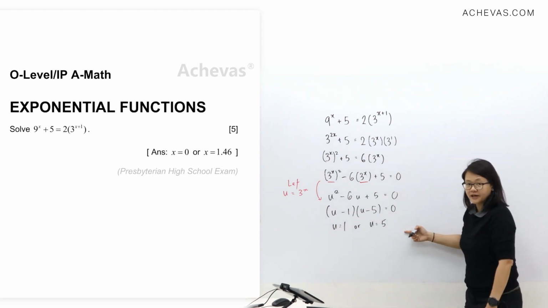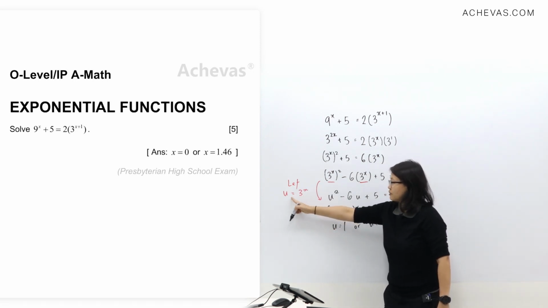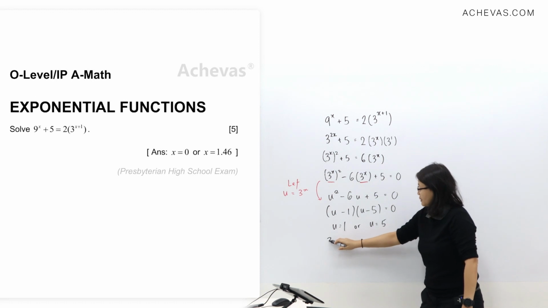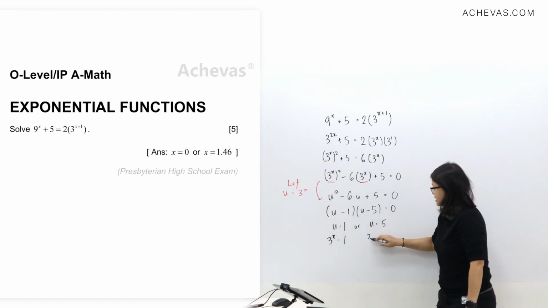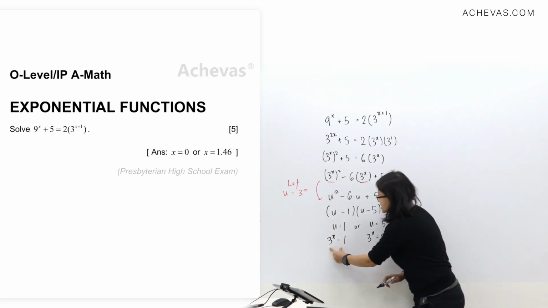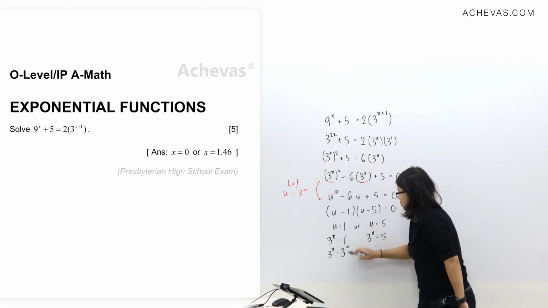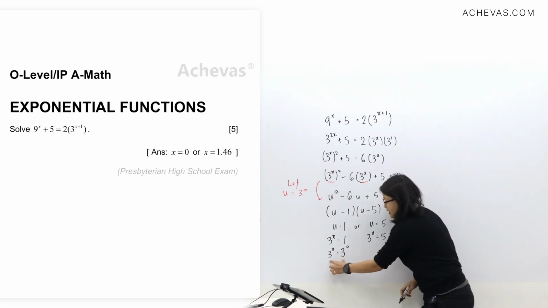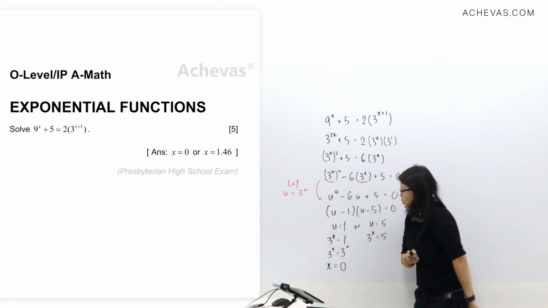Now remember, don't stop here. We have replaced u as 3 power x, so we need to replace back, okay? So we're going to replace u back: 3 power x equals to 1. And here, 3 power x equals to 5. Now what I'm going to do here is that I know that 1 is 3 power 0. I change it. So when I have same base, I compare power. So x equals to 0.